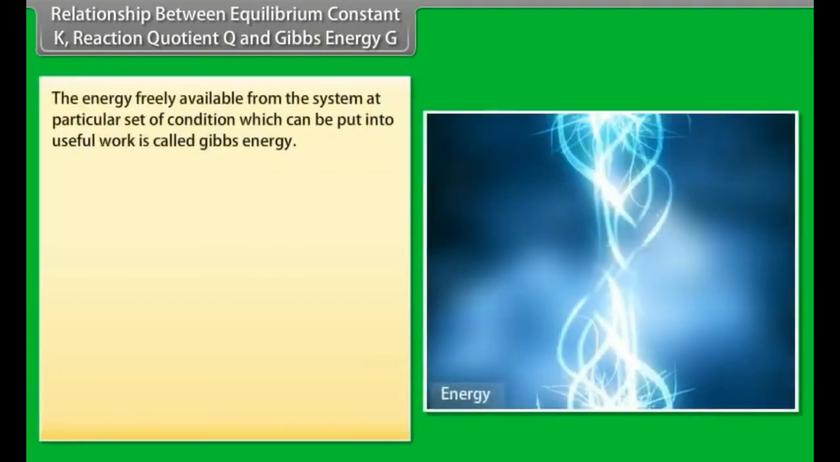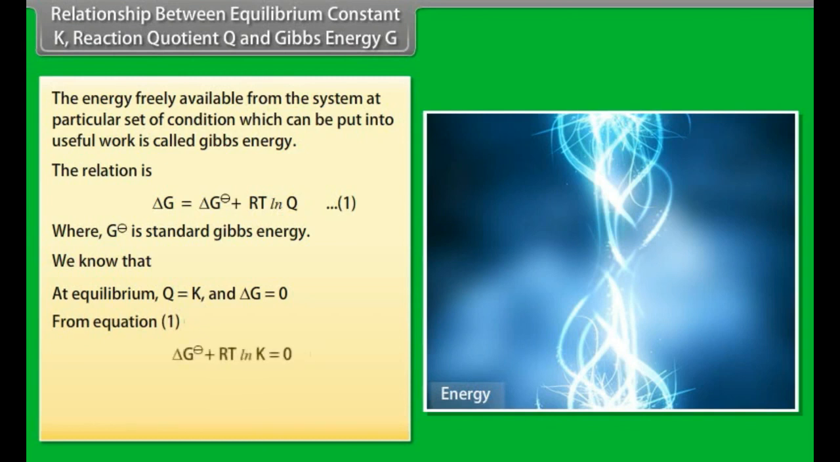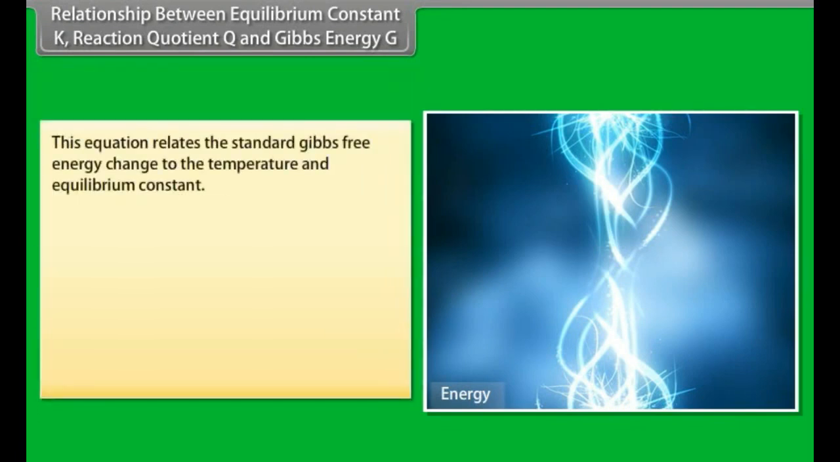Relationship between equilibrium constant K, reaction quotient Q and Gibbs energy G. The energy freely available from the system at a particular set of conditions, which can be put into useful work, is called Gibbs energy. The relation is, name it as equation 1, where ΔG° represents the standard Gibbs energy. We know that at equilibrium Q is equal to K and ΔG is equal to 0 in equation 1. Rearranging gives, this equation relates the standard Gibbs free energy change to the temperature and equilibrium constant.